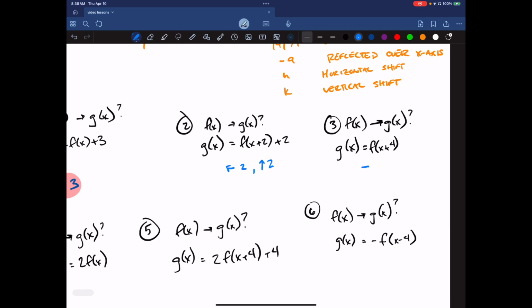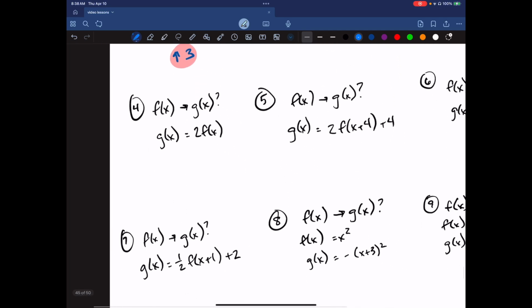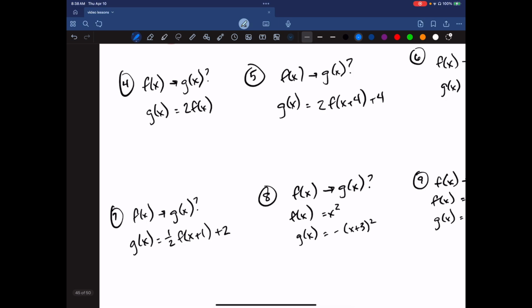All right, so that's going to be left 4. All right, this is really as easy as that, guys. On number 4, it's 2 times the original function, because that is bigger than 1. It's going to be a vertical stretch by a factor of 2.